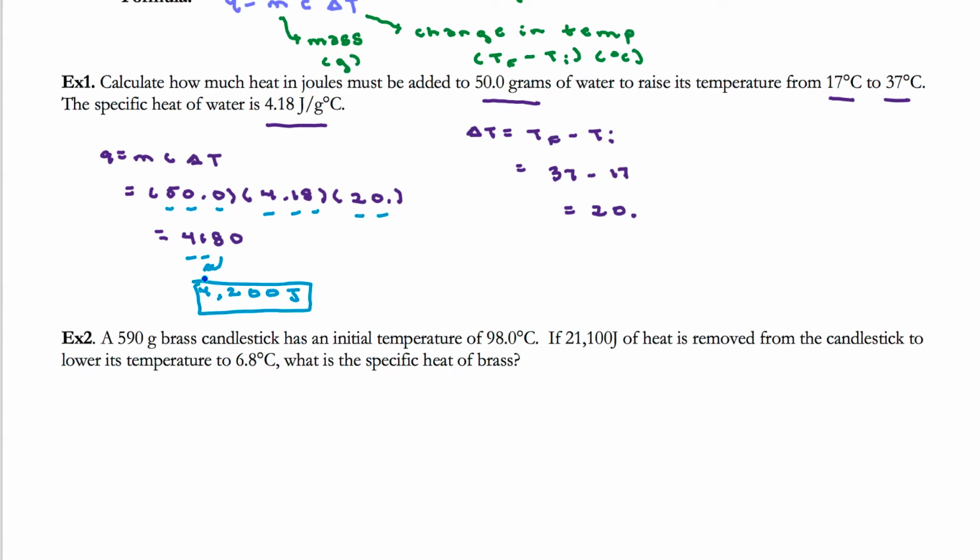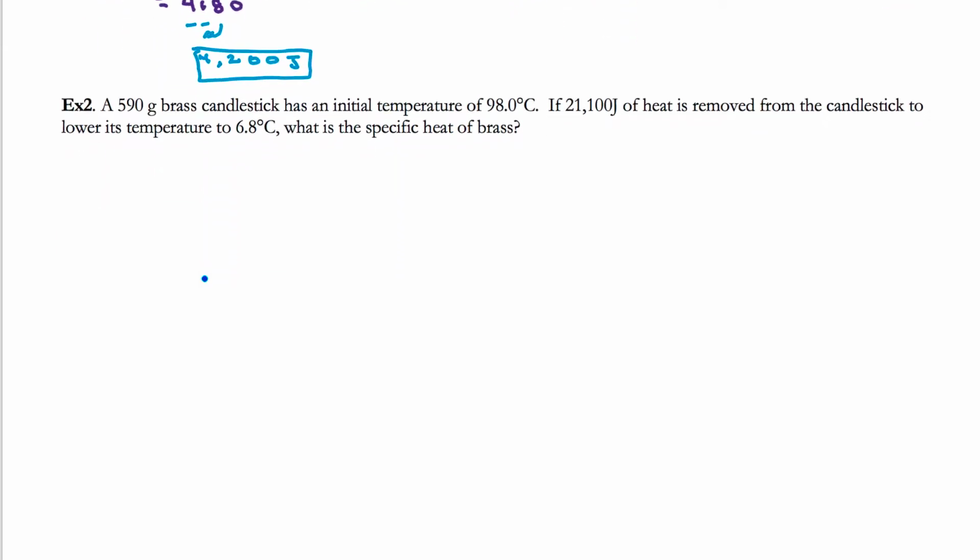Let's look at the next problem. It says a 590 gram brass candlestick has an initial temperature of 98 degrees Celsius. If 21,100 joules of heat is removed, that's important, we'll look at that in a second, to lower its temperature to 6.8 degrees Celsius, what is the specific heat of brass? So now instead of asking you to solve for heat, now I'm asking you to solve for the specific heat, or your C. So let's write out my formula again. Q equals MC delta T.